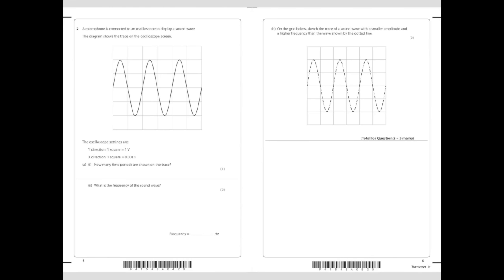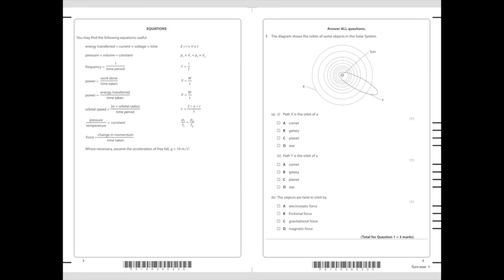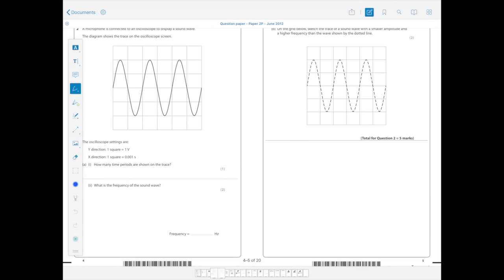2. A microphone is connected to an oscilloscope to display a sound wave. The diagram shows the trace on the oscilloscope screen. The oscilloscope settings are: in the y direction 1 square is 1 volt, and in the x direction 1 square is 0.001 seconds. So let's make a few annotations. That must mean that up to there is 2 volts, and this is 0.01 seconds, which means the entire wave cycle is 0.002 seconds.